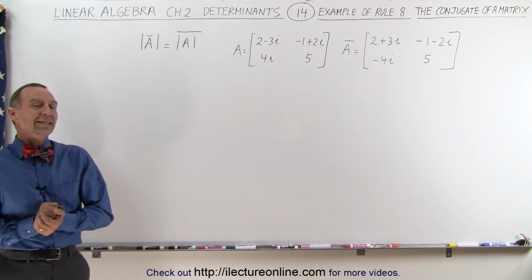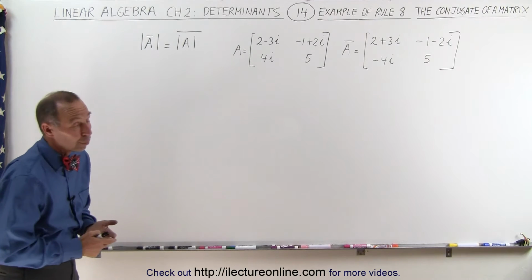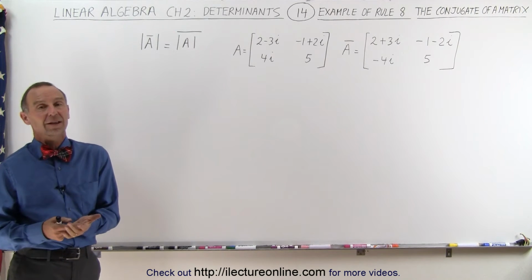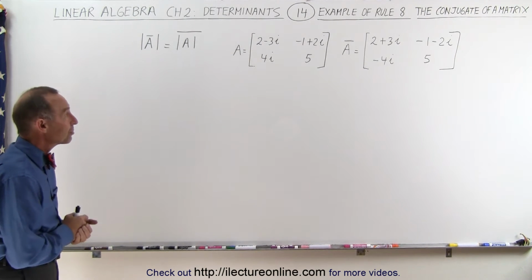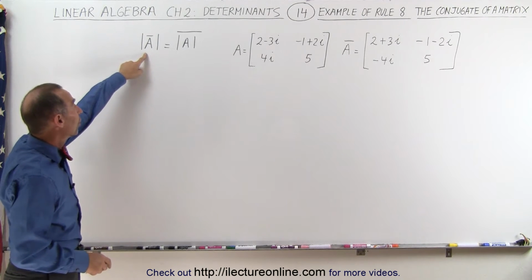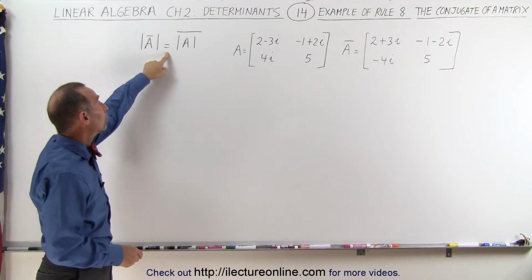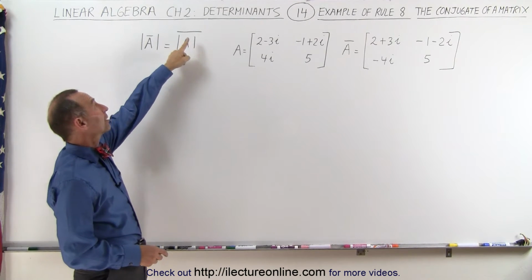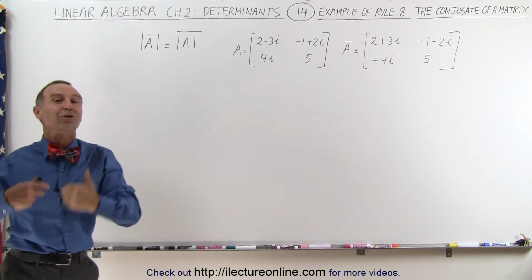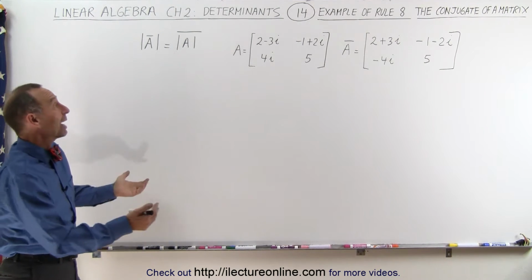Welcome to Lecture Online. Here we're going to deal with what we call the conjugate of a matrix, or more properly said, the complex conjugate of a matrix. And the rule says that if you take the determinant of the complex conjugate of a matrix, that should equal the complex conjugate of the determinant of the matrix. Wow, that's a mouthful.